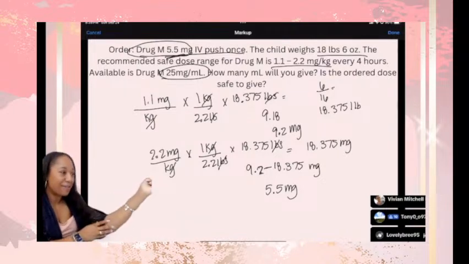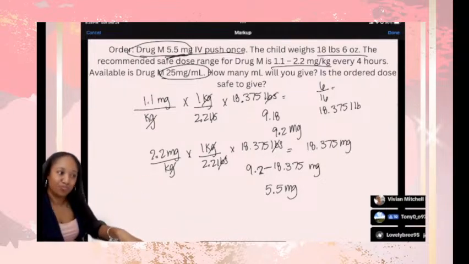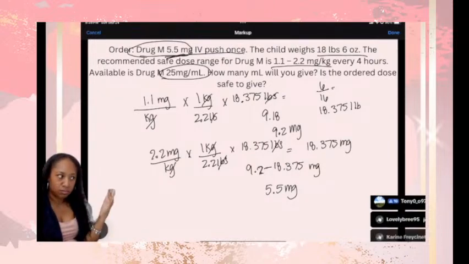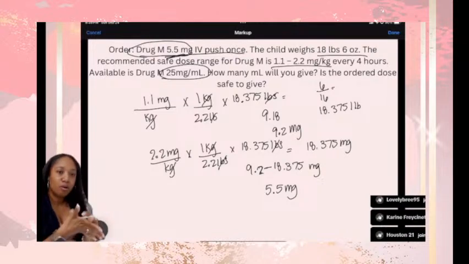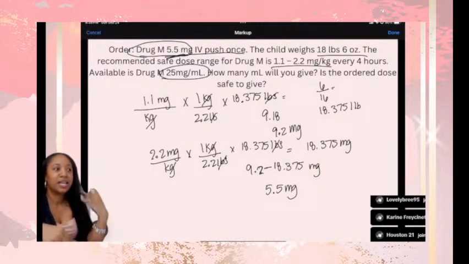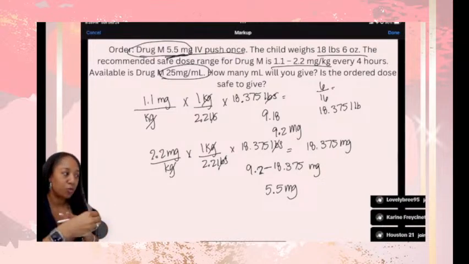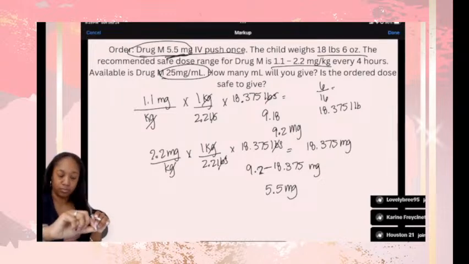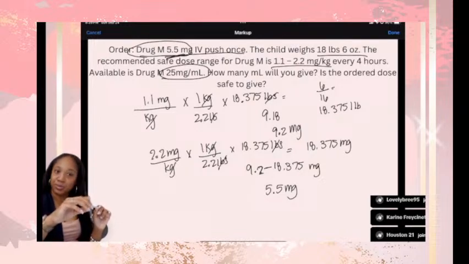It's not safe because it's out of the range. You get it? These questions don't have to be tough on you. You just gotta know what you're looking for and understand why you are solving what you are solving. The doctor wrote something, we checked it, and use our patient information, which is the weight that you convert to kilograms.